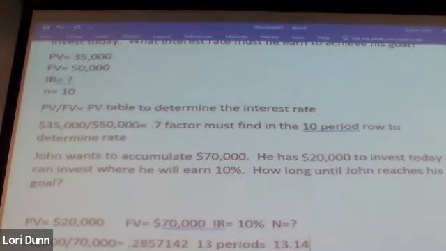So again, problems in the book, or problems on your test, will pretty much be exact. You'll be able to find that exact factor in the table. But you can use your finance calculator as well. And of course, we might as well round it out here.